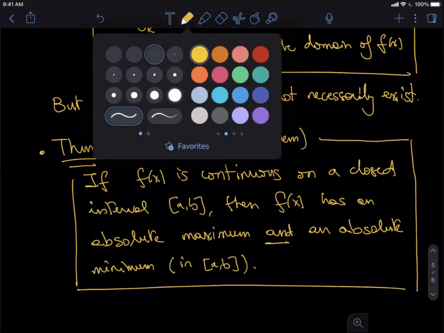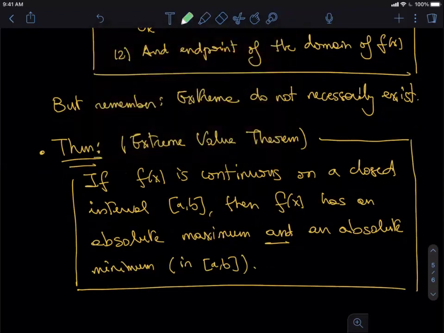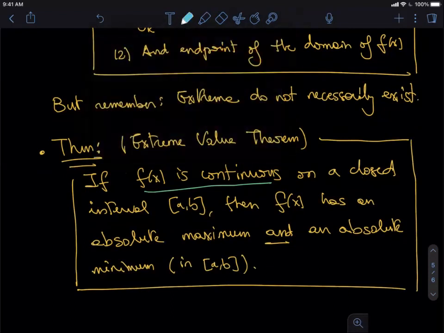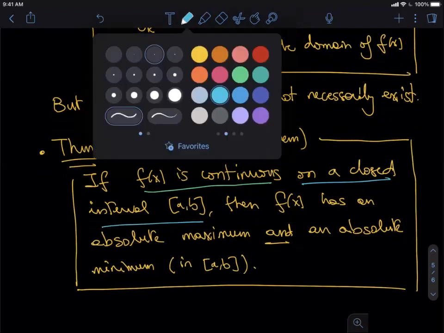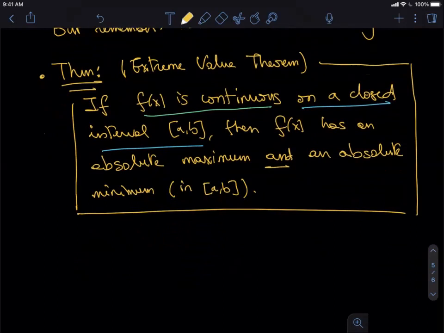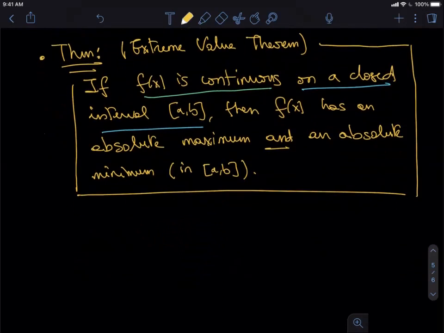So notice here we have two hypotheses. First, that f is continuous. And then the second part is that it's on a closed interval [a, b]. So those are two important things. The function needs to be continuous and the interval needs to be closed. We will see in a moment the reason for that. Now let's see some examples.